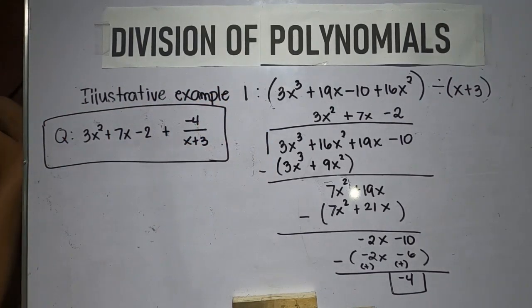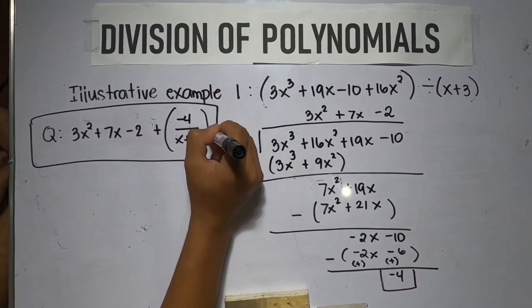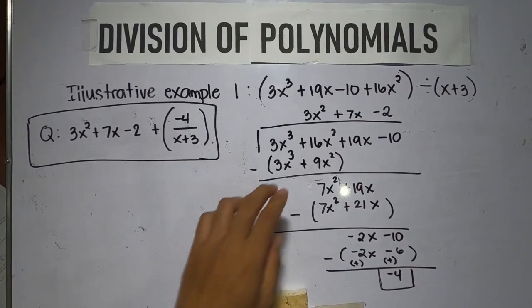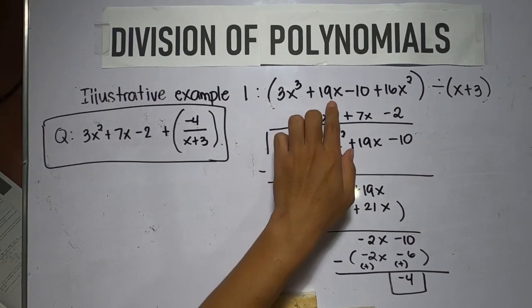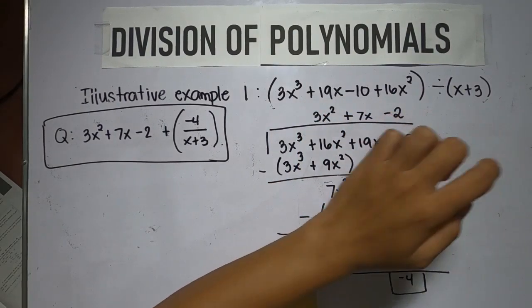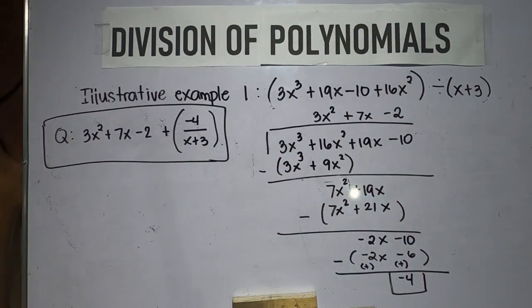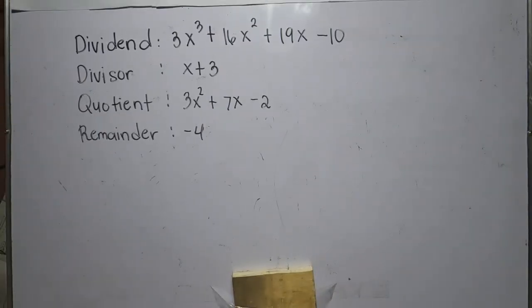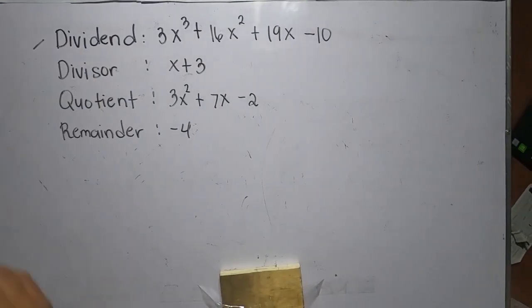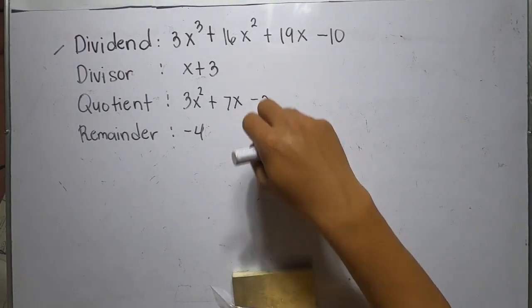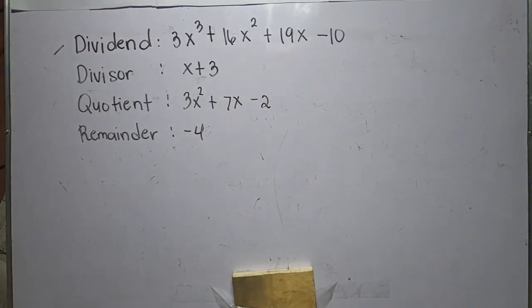3x squared plus 7x minus 2 plus the quantity of negative 4 over x plus 3 is the quotient when 3x cubed plus 19x minus 10 plus 16x squared is divided by x plus 3. By following the division algorithm, we can write the dividend as the product of the quotient and the divisor added by the remainder of negative 4.